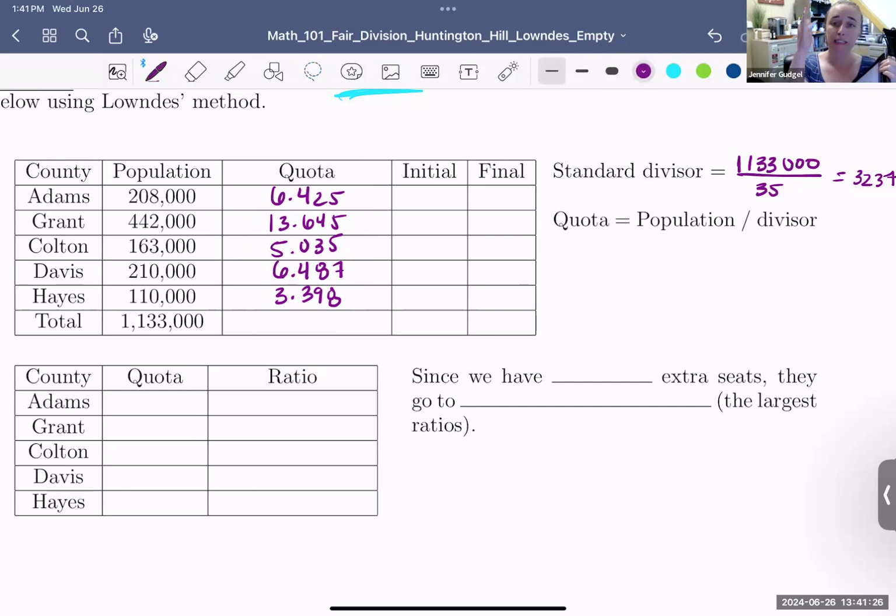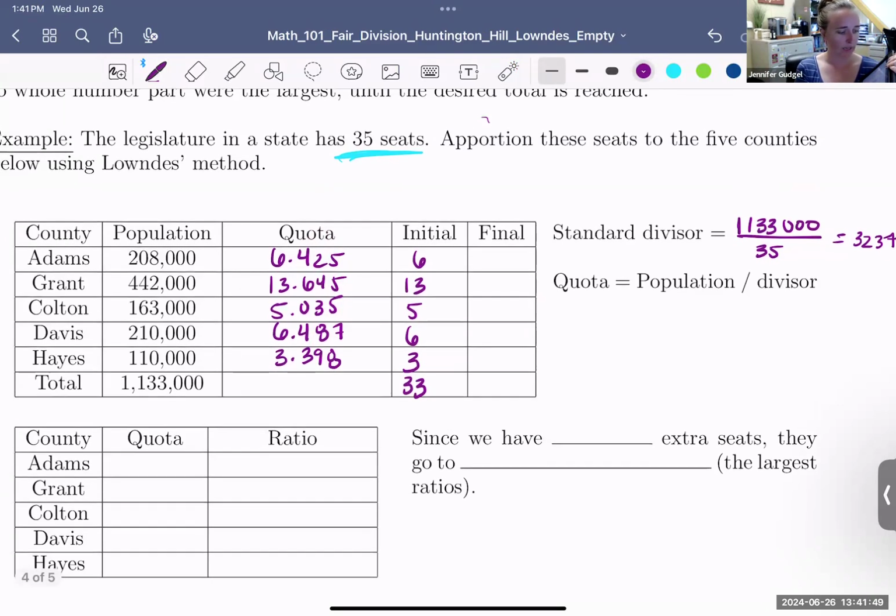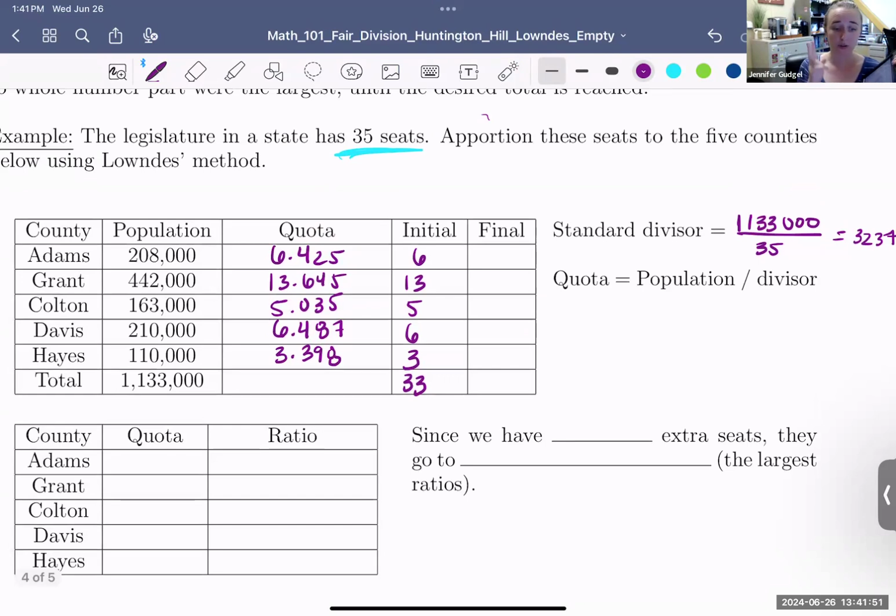Our initial allocation is the cutoffs: 6, 13, 5, 6, 3. It's going to be smaller because this is rounding every single number down, but we need to know how much smaller. How many extra seats are we adding? So 19, 24, 30, 33. We needed 35, so there are 2 extra seats that need to be added.